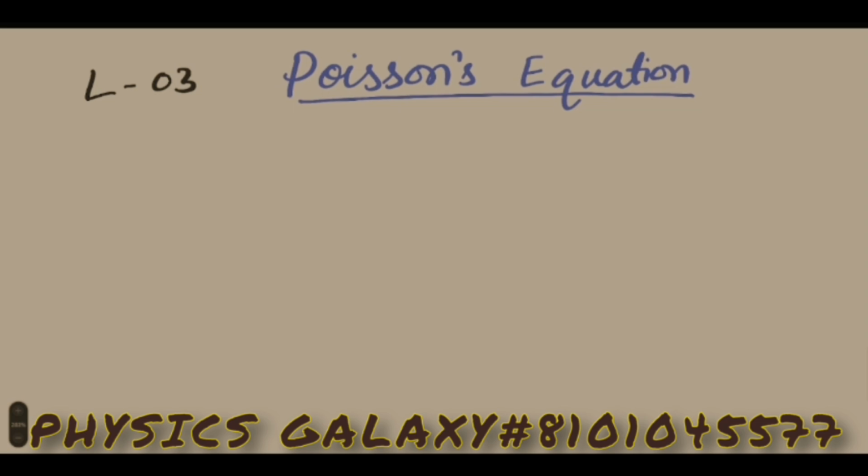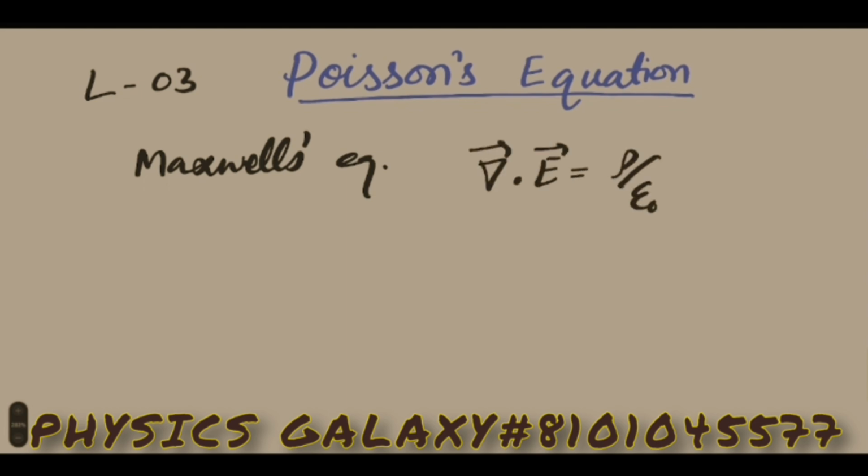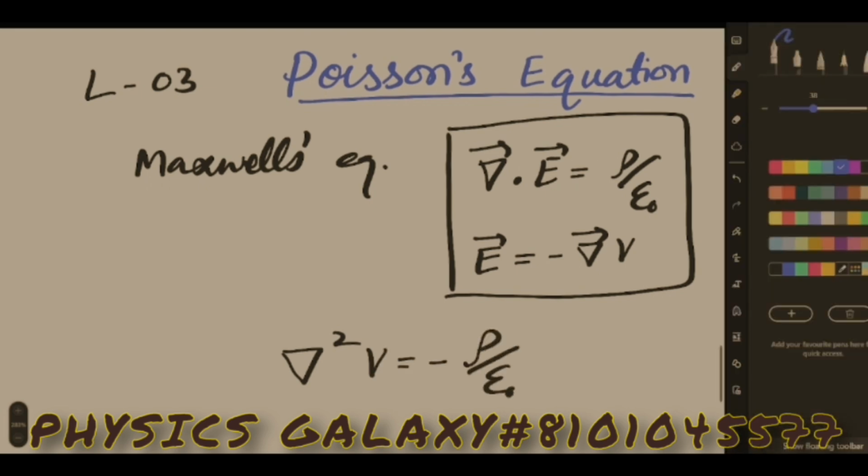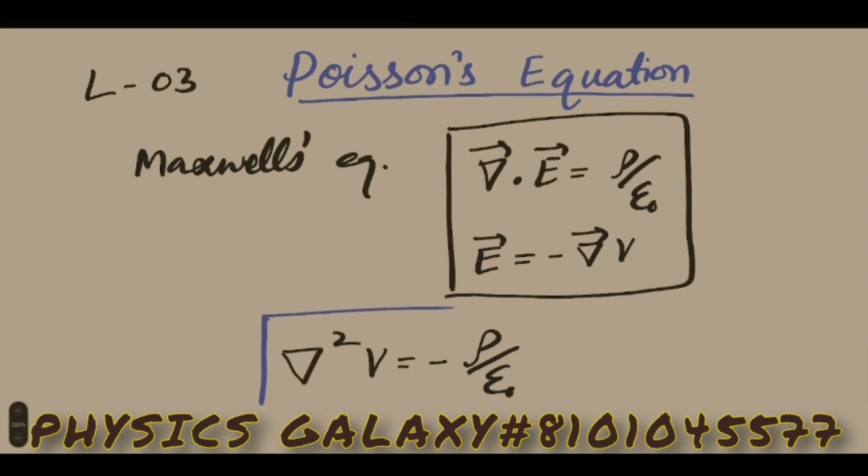So last time we used Maxwell's first equation, which was divergence of electric field equals rho over epsilon naught, plus electric field equals negative gradient of potential. We used these two equations to derive the most sophisticated equation in the whole of electrostatics, that is Poisson's equation: del square V equals minus rho over epsilon naught. So basically, the whole of electrostatics is to solve this equation.